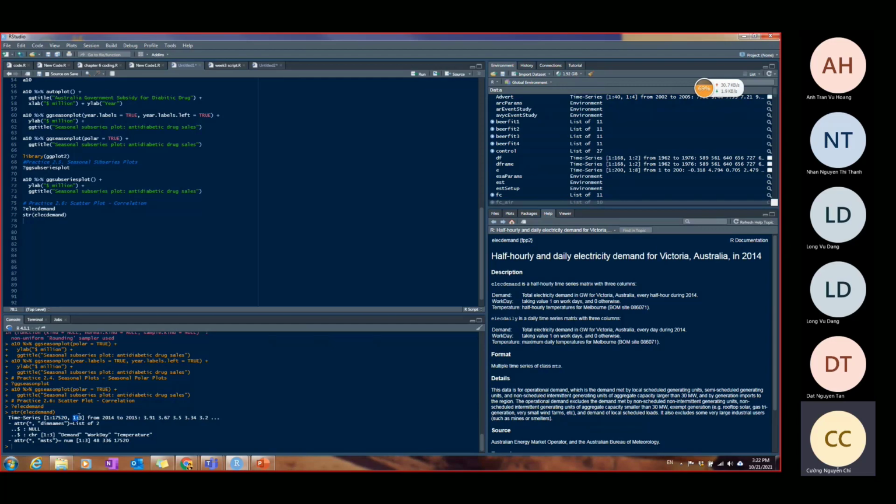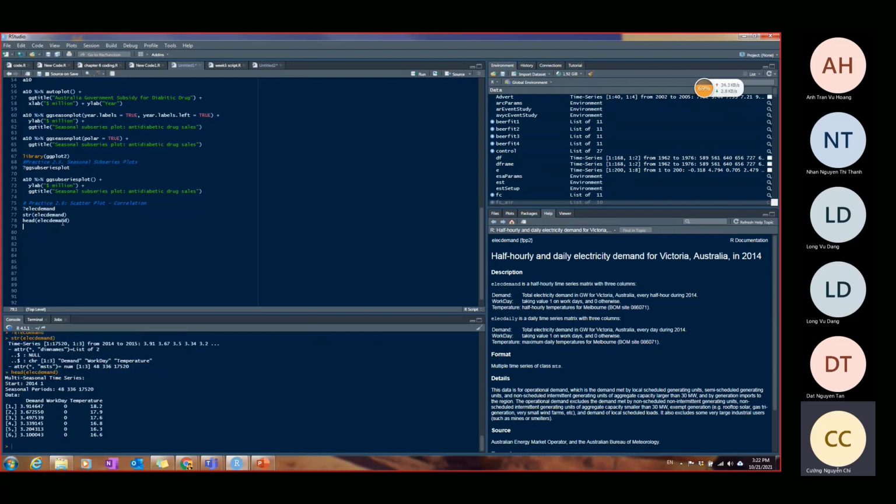And it has from 1 to 3, it does have 3 variables, sorry, collected from 2014, 2015. Okay, and let's go ahead and see what the first few observations of the elec demand look like. Okay, and they show it like this way.